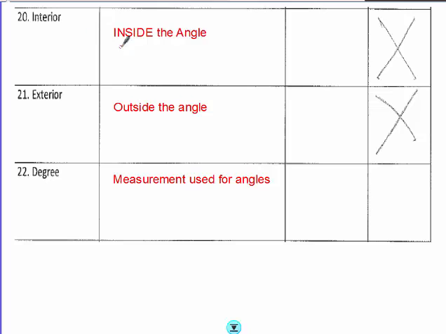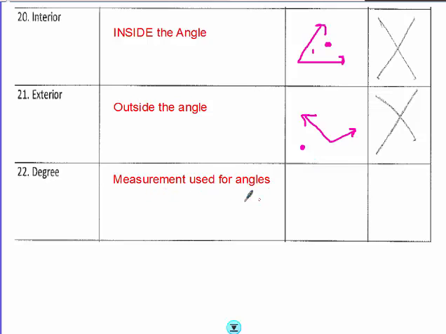The interior is inside. So if you have an angle, if they want a point on the interior, this is the interior part in here of the angle. Exterior then, of course, is going to be outside the angle. So this is the interior part of the angle. Then anything out here, like over here, this is exterior of the angle.